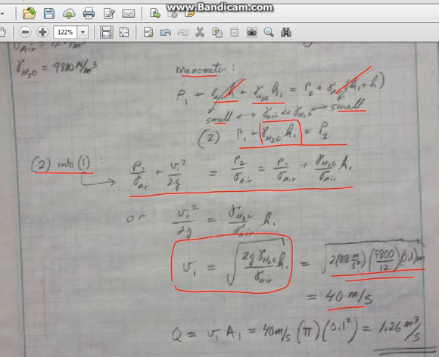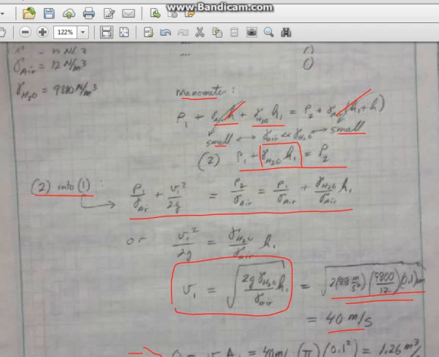And then we use continuity, remember. There's a good chance to exercise our continuity memory. And we know that we want the flow, right? That's what the problem asks for. We take that velocity and we multiply it times the area of cross-section 1, which is pi r squared for the big tube, and we end up with a flow of 1.26 meters cubed per second.